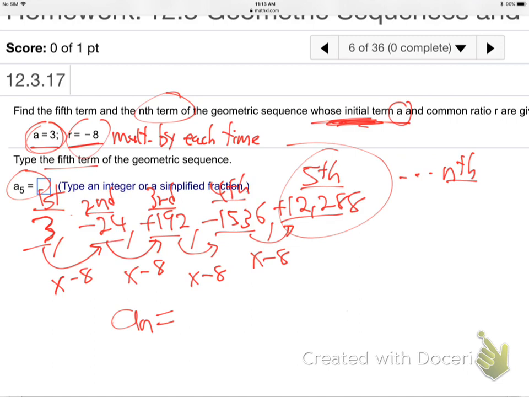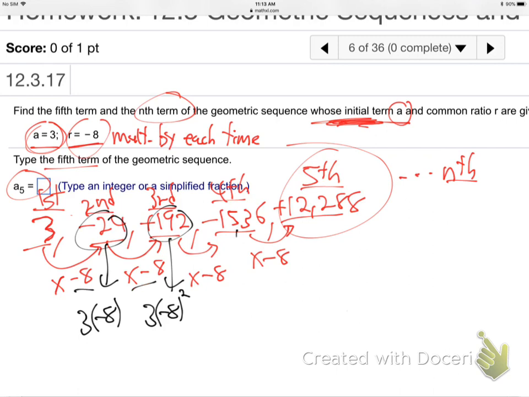Good thought. You know what might help you see it? Is if you wrote exactly and precisely what each of these is. Like, where did I get the -24? Well, it's 3 times -8, huh? And where did I get the 192? Well, I took the 3 times -8 squared, because it was another -8. Because it was 2 -8s to get to the 192. And then what's the 1536? 3 times -8 to the third, right? Because we have the original 3, and then times 1 -8, and then times 2 -8s, and then 3 -8s. Get the pattern?